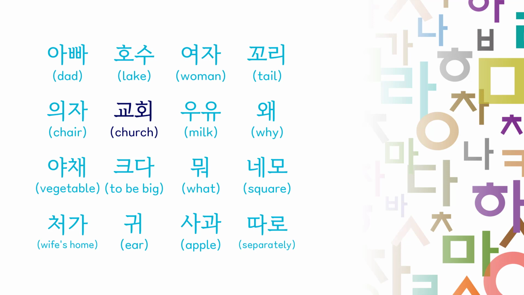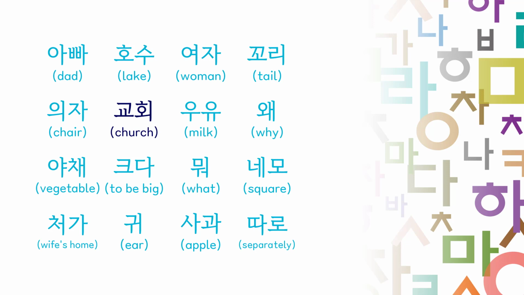And this means a church. In the first syllable, we have 기역 with the vowel 요, the Y glide vowel, 요. So it's 교. And in the second syllable, we have 히읗 with the vowel 회. So it's 회. So this is 교회.